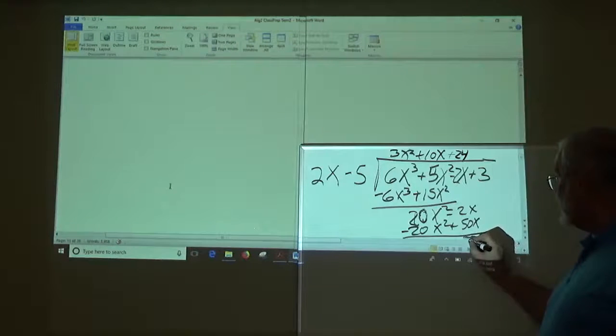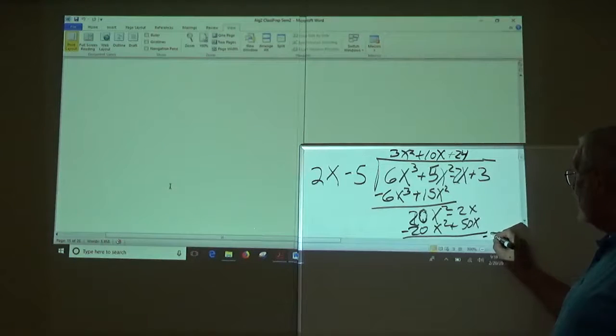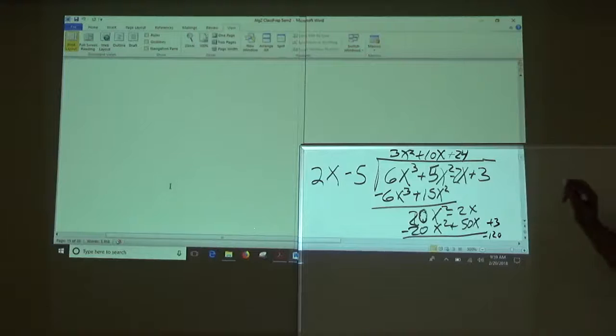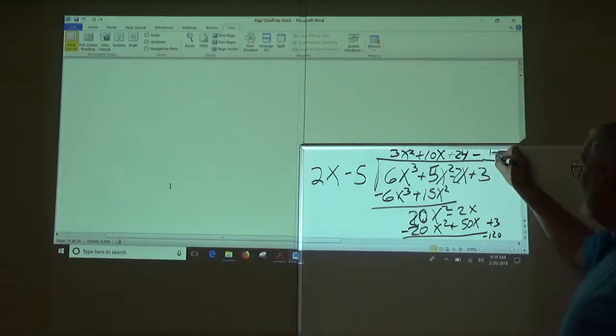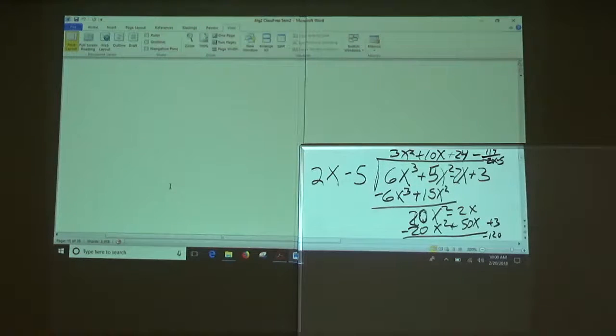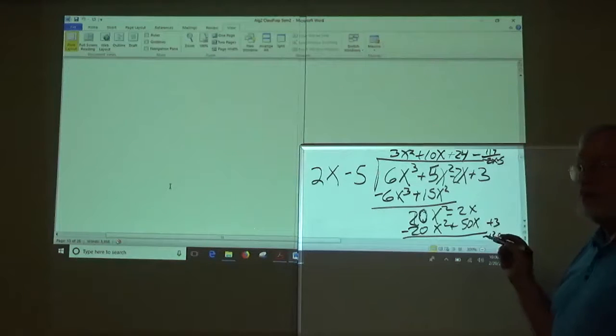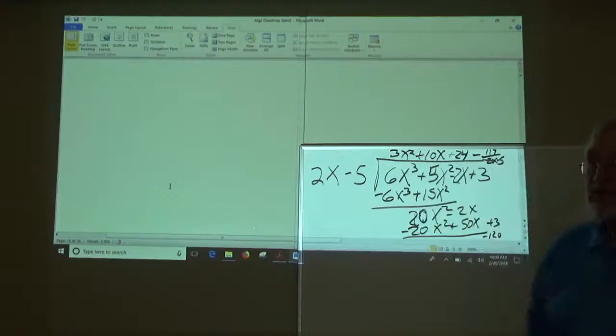Because 24 times 2 is 48, and then 24 times 5 is negative 120, and the plus 3 is negative 117, and this is what happens. Because the answer is negative 117, it's going to be negative 117 over 2x minus 5, the divisor. So the remainder that you get, if it doesn't come out with a remainder of 0, is that remainder goes on the top of the fraction, and then the divisor goes on the bottom of the fraction, and you are finished. So this is the long division.